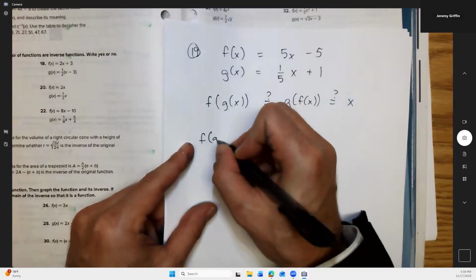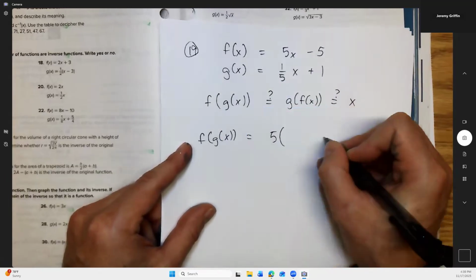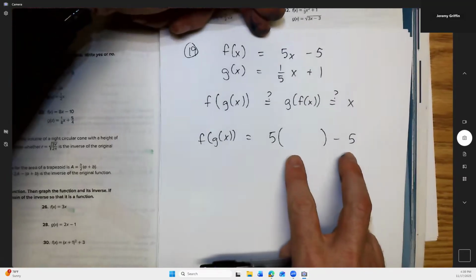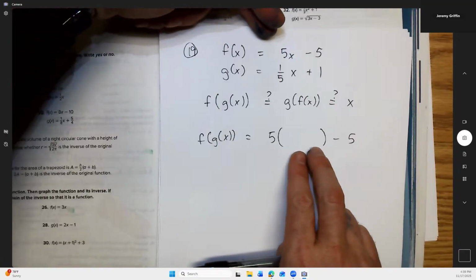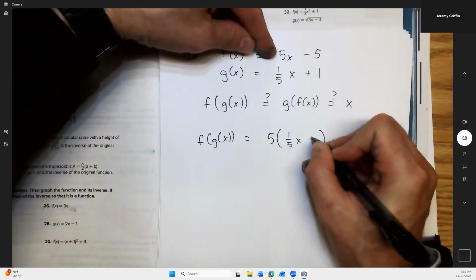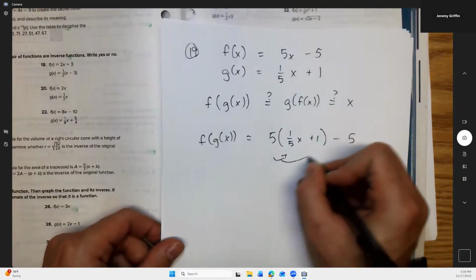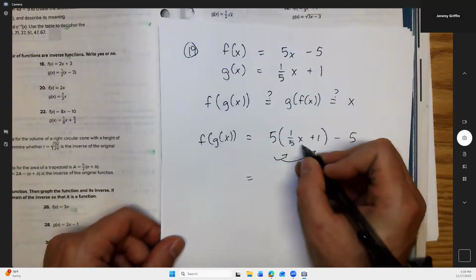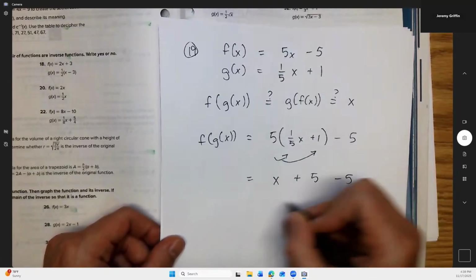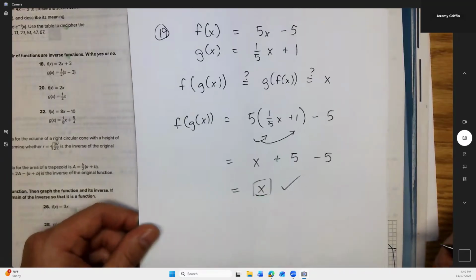So f of g of x, what is that? Well, f of something is 5 times something minus 5. That's the structure of f. But that something is no longer x. It's g of x, which is itself 1/5 x plus 1. That's f of g of x. So let's clean this up. I'll distribute this 5. 5 times 1/5 x is x, and then 5 times 1 is 5, then minus 5. Oh, look at that: x. I think these two are inverses.